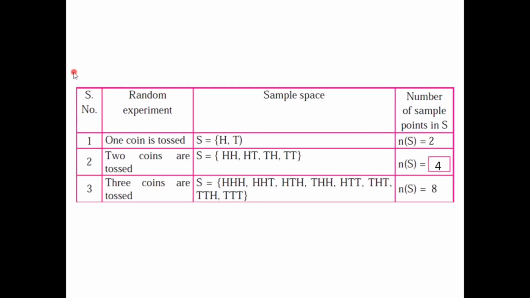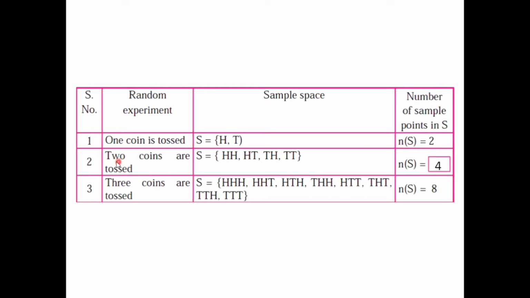Let us have one table from which we can clarify the concept of random experiment and sample space. Suppose there is a random experiment, that is one coin is tossed. In that sample space, S is equal to {H, T}, and the number of sample points is two, that is H and T. That's why n(S) is equal to 2.